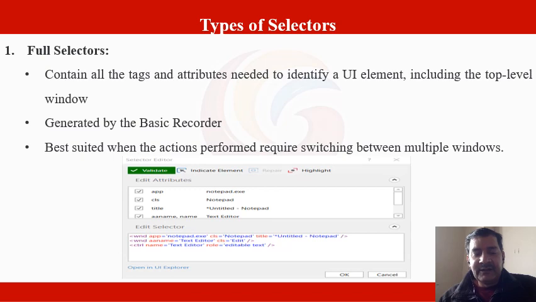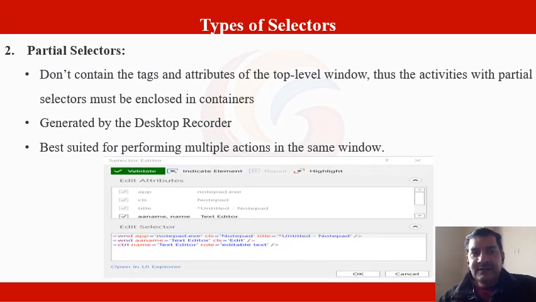So we have discussed the types of selectors, the full selector. What is a partial selector? It doesn't contain the tags and attributes of the top level window. Thus the activity with a partial selector must be enclosed in a container. It is generated by the desktop recorder, and it is best suited for performing multiple actions within the same window.